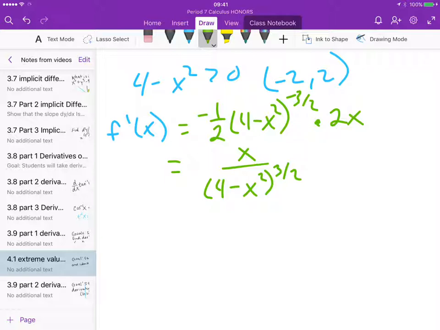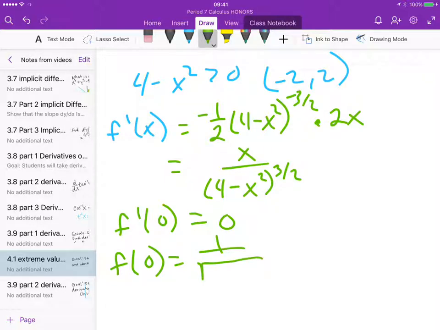So let me show this real quick. f prime of 0 equals 0 in this particular case. But remember, this is what f prime of 0 is. To find the value, I need to find out where f of 0 is, not f prime. So f of 0 is just 1 over the square root of 4 minus 0 squared, or 1/2, okay? And so this is a good opportunity to look for an extreme value in this example.